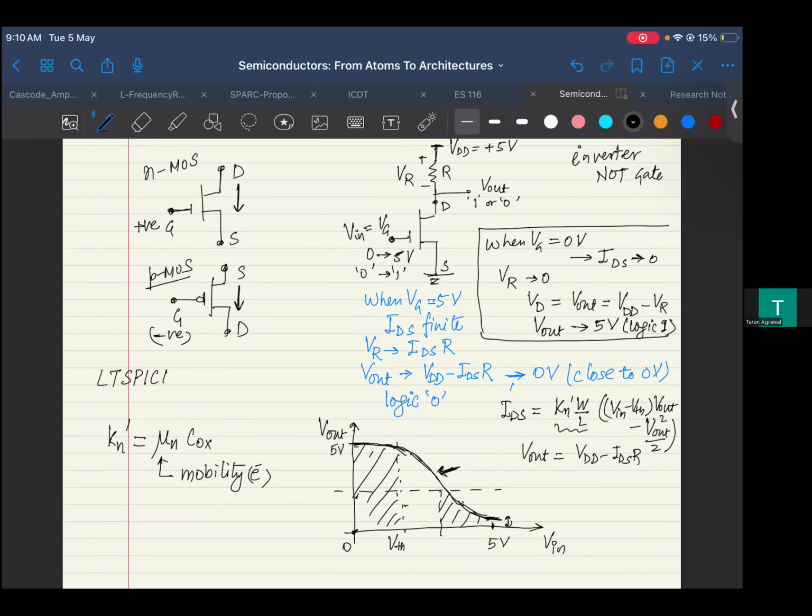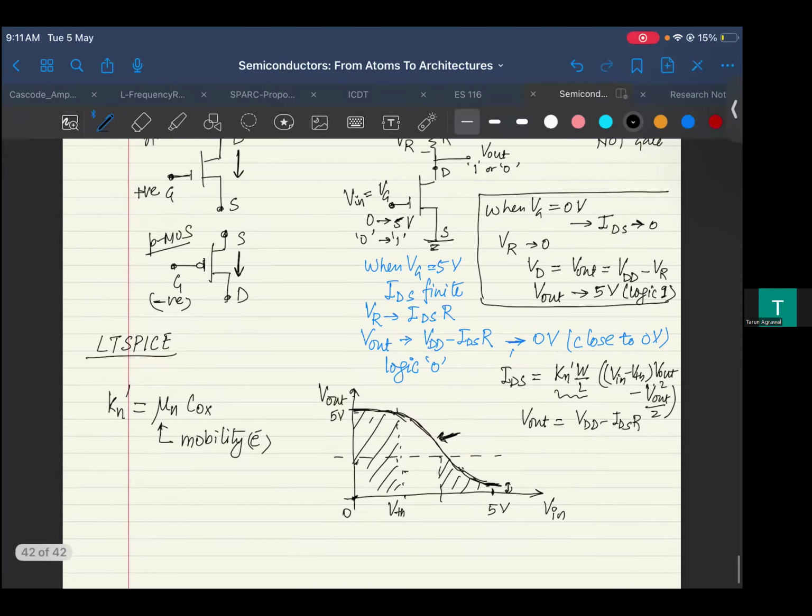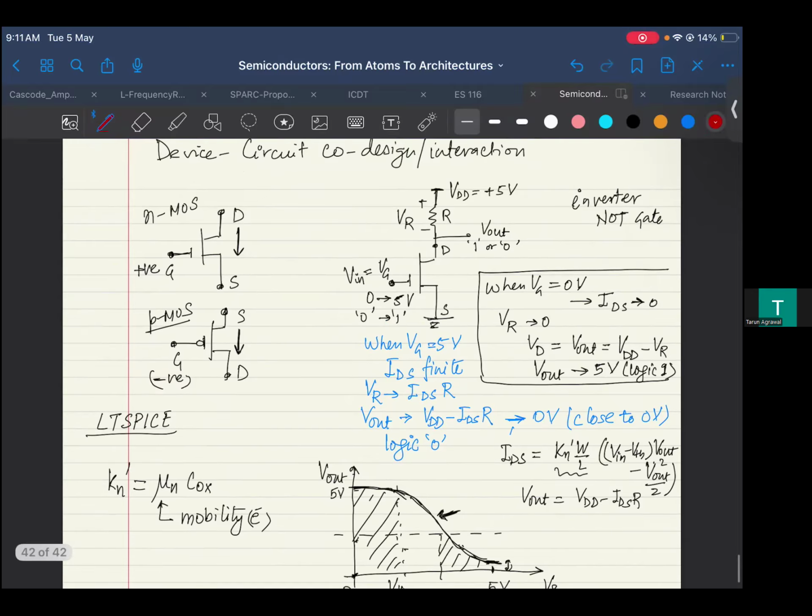You can just make these simple circuits, and you can choose the NMOS model, where you will see parameters like mobility, Cox, and whatever other parameters there are for the MOSFET. And you can see how the output changes when you change these parameters. I would also ask you not to just stop there.